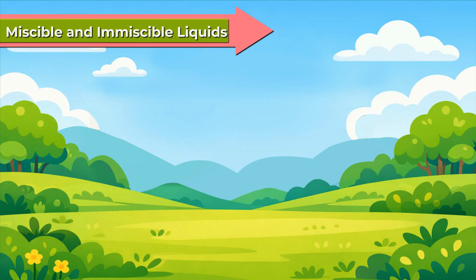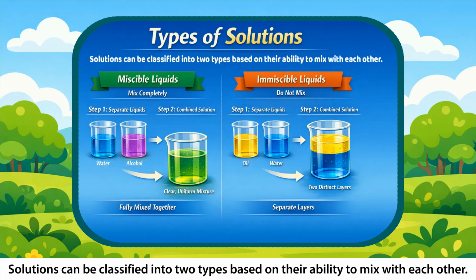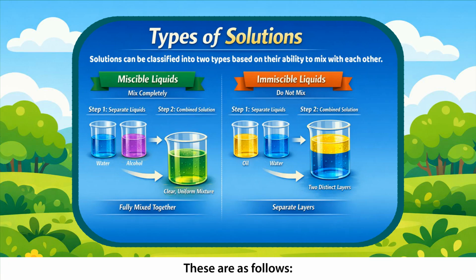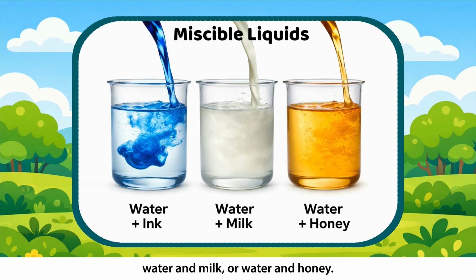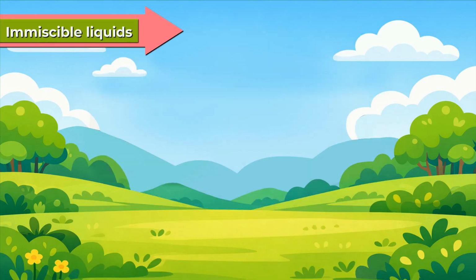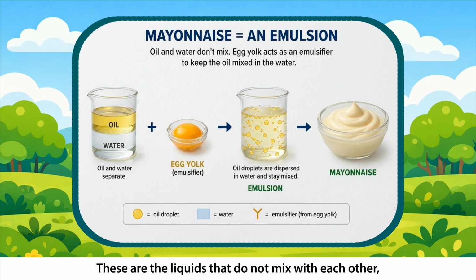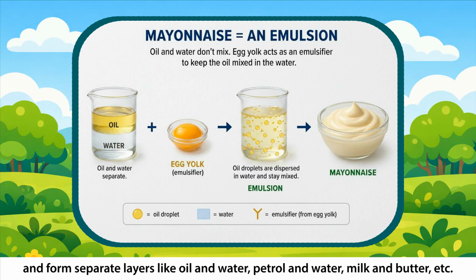Miscible and immiscible liquids. Solutions can be classified into two types based on their ability to mix with each other. These are as follows. Miscible liquids: liquids that mix completely to form a solution, like water and ink, water and milk, or water and honey. Immiscible liquids: these are the liquids that do not mix with each other and form separate layers, like oil and water, petrol and water, milk and butter, etc.